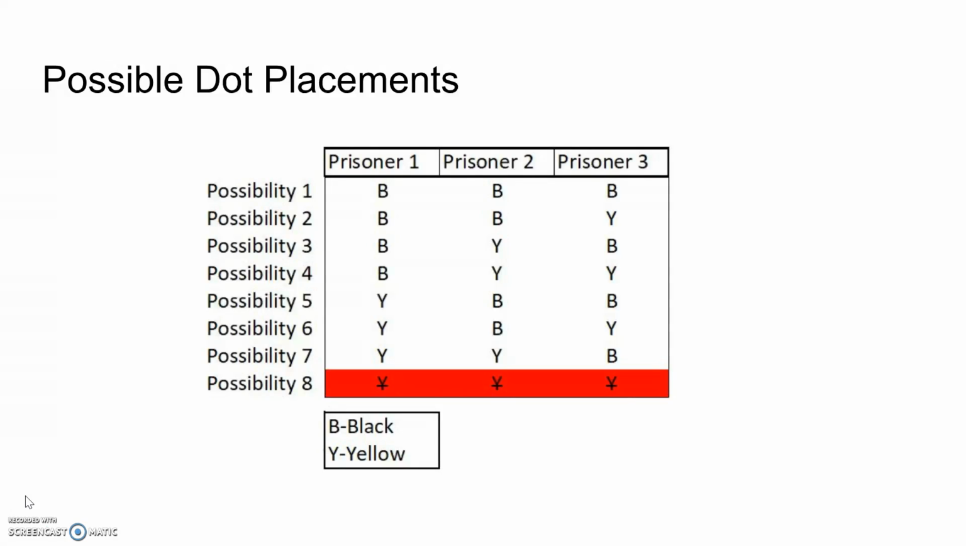If there were an unlimited amount of black and yellow dots, there would be 8 possibilities. But since there are only 2 yellow dots, possibility 8 here can be excluded.